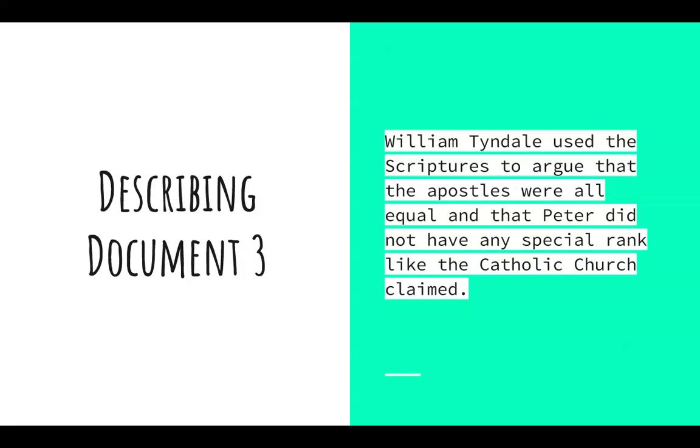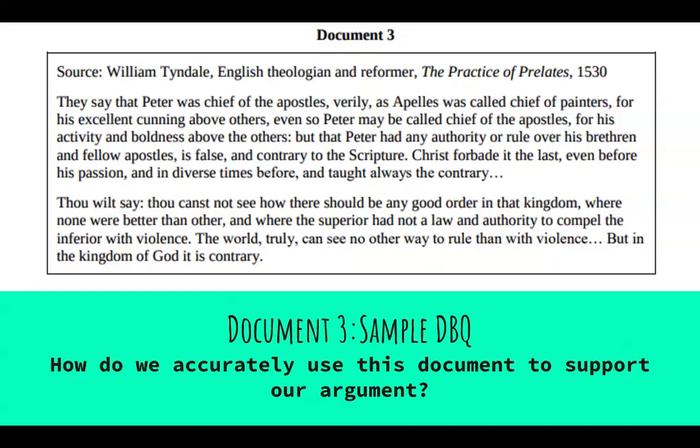So let's look at an example of describing. How would I describe one of these documents? So William Tyndale used the scriptures to argue that the apostles were all equal and that Peter did not have any special rank like the Catholic Church claimed. All right, so easy as that. I summarized the document in one sentence. Obvious to the reader that I know and I understand what the document's saying. So I'm saying all he's saying is, Peter's equal to all the other apostles. He doesn't have any special rank, even though the Catholic Church says he does. That's it. You've described it.